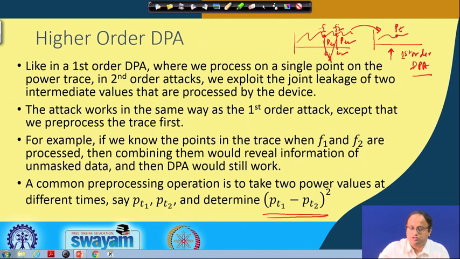Okay. Therefore, the whole idea is that you are trying to combine the leakage of 2 points. Okay. And as we have seen, if it opens up the shares, then the countermeasure is not secure against such kinds of attacks. Okay.